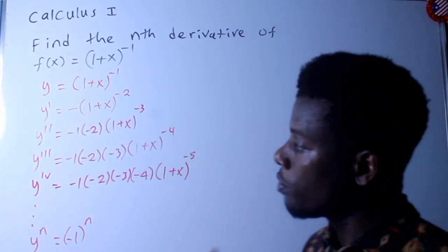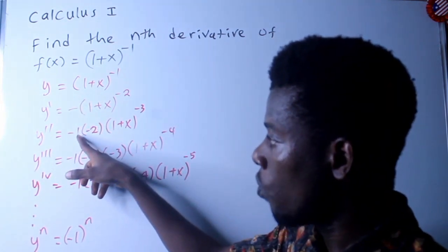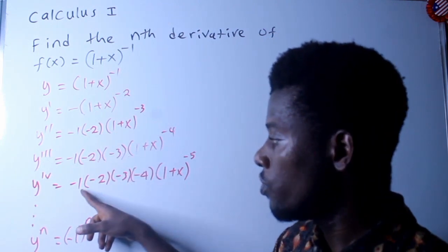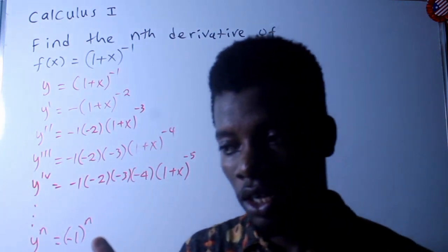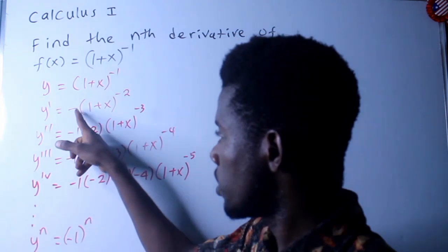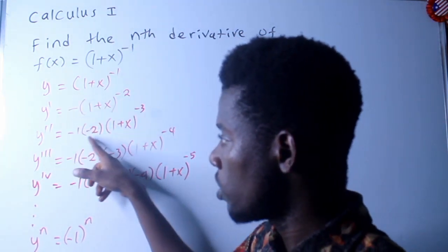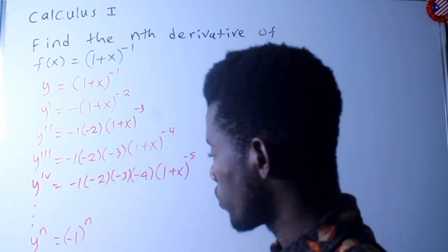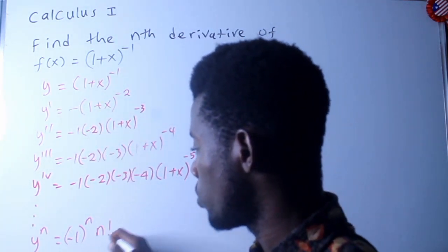Now, let's observe the coefficient. Here, for the first derivative, we'll have 1. The second derivative will have 1 times 2. The third derivative will have 1 times 2 times 3. The fourth derivative will have 1 times 2 times 3 times 4. So because of the arrangement of the numbers like this, we say that this 1 is 1 factorial, 1 times 2 is 2 factorial, 1 times 2 times 3 is 3 factorial, and this is 4 factorial. So for this entire coefficient, we have n factorial.